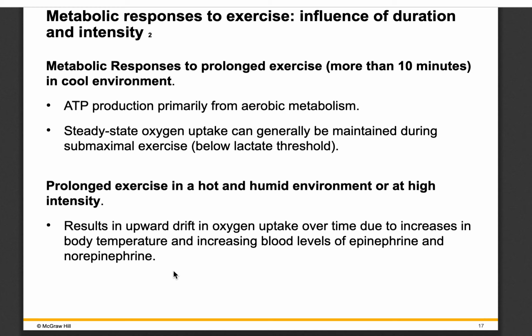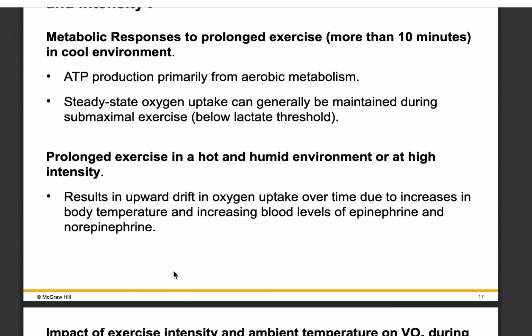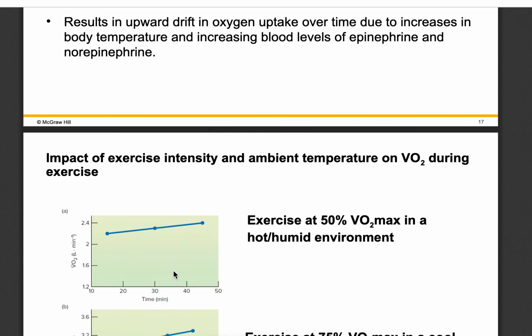If the environment is very hot and humid, so think summer in Georgia, what we do see is that oxygen uptake tends to drift upwards over time because there's an increase in body temperature, epinephrine, and norepinephrine levels. So in a hot, humid environment, something that you could have reached steady state on and just maintained in a cool environment, you're going to see your oxygen uptake increase over time. And this graph shows it here.